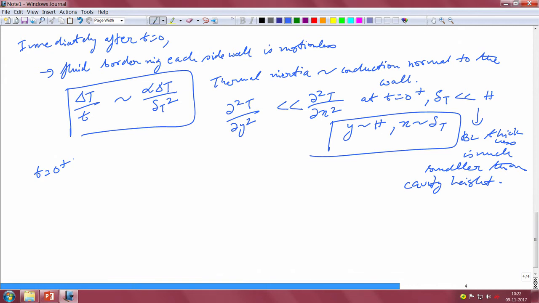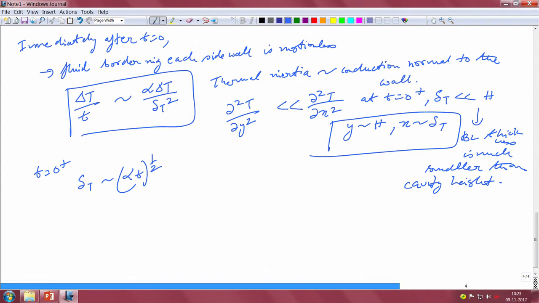So, that is an important statement, and so immediately following t equal to 0 plus, each side wall is coated with a conduction layer, right, because it is a conduction balance basically, where the delta t basically scales as alpha t to the power of half, very much like a diffusion problem. You have seen this earlier in your unsteady heat conduction equations, where we have said that the layer is motionless, but this heated layer now grows because of pure conduction, with the rate of alpha t raised to the power of half.